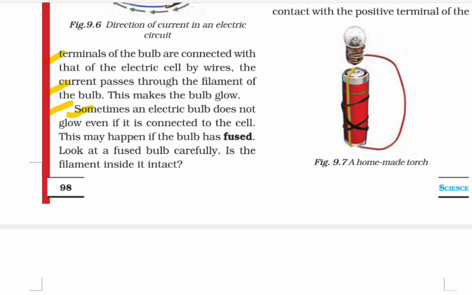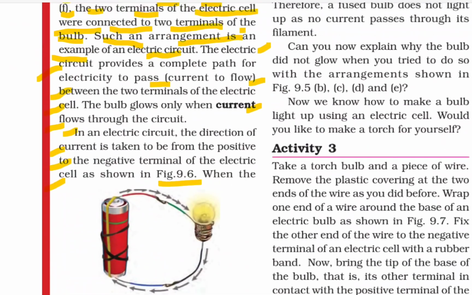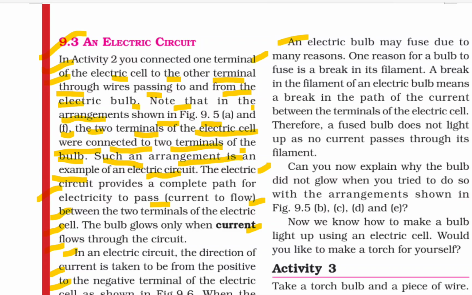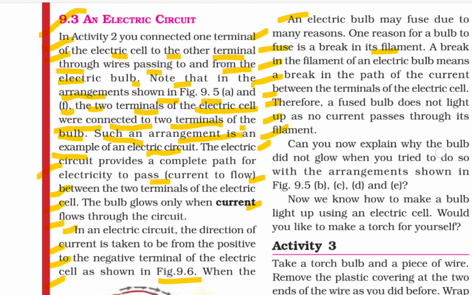Sometimes an electric bulb does not glow even if it is connected to the cell. This may happen if the bulb has fused. Look at a fused bulb carefully. Is the filament inside it intact? An electric bulb may fuse due to many reasons. One reason for the bulb to fuse is a break in the filament. A break in the filament of an electric bulb means a break in the path of the current between the terminals of the electric cell. Therefore, a fused bulb does not light up, as no current passes through its filament.